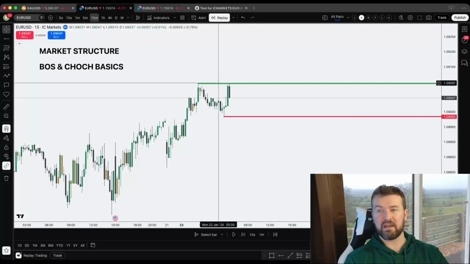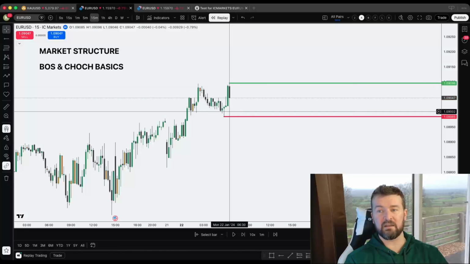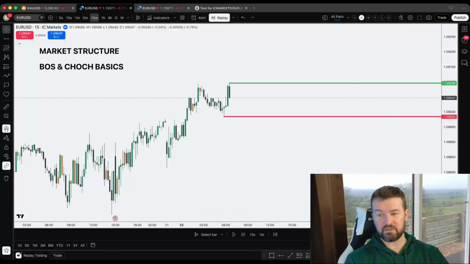Okay, so CHoCh had just extended down to here because it was just a wick break, therefore just a sweep. And then it looks as though we had BoSed up anyway. So again, we would just go between the high of there and the high of there, go to the furthest point, and that's where CHoCh is. So let's just keep on going.